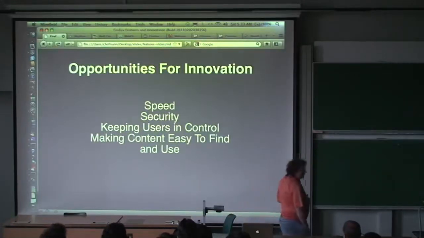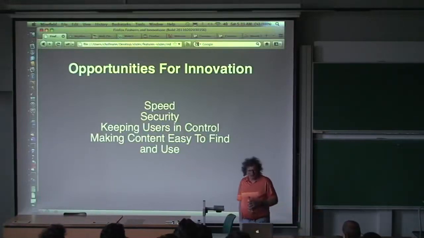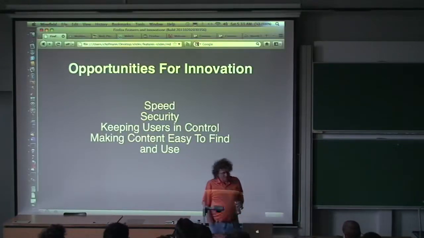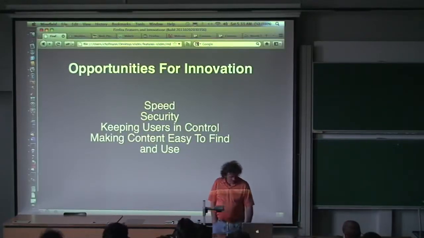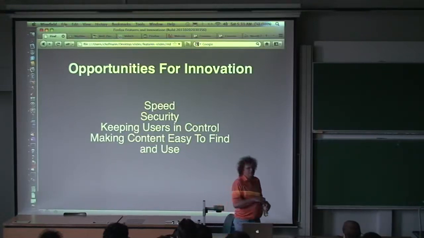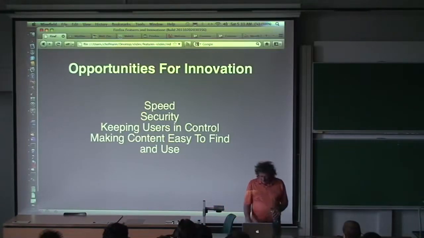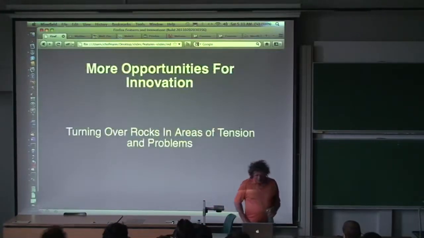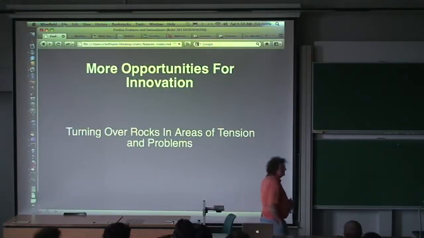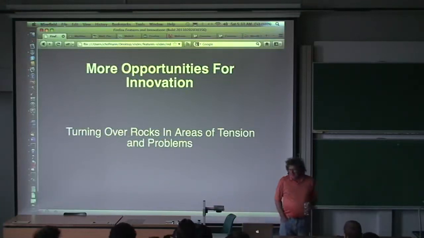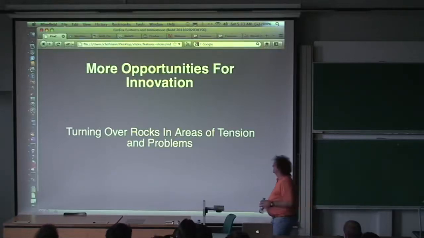And so, like I was talking about with the auto industry, there's still opportunities to make the browser go faster. There's still opportunities to make it more secure and to keep users in control. And navigation to web content is still a problem that we're trying to deal with, making that easier. And so you look back through these different areas of opportunity, and they're kind of all over.